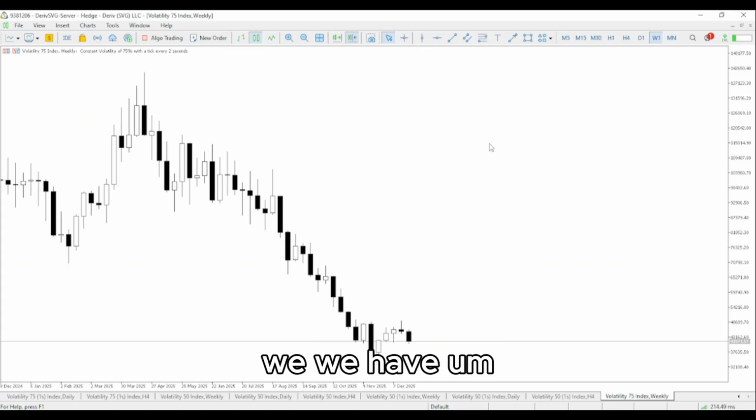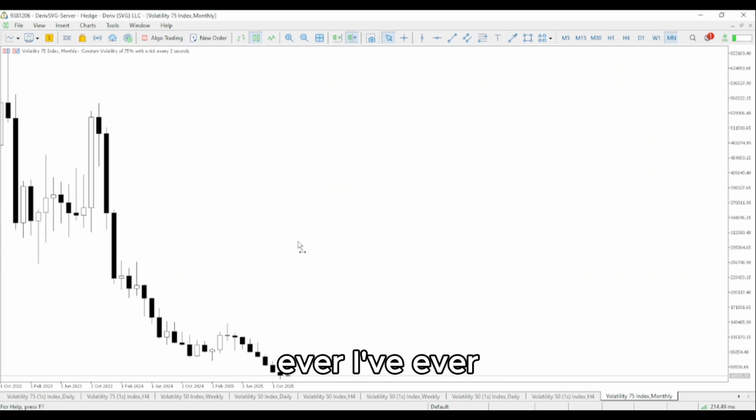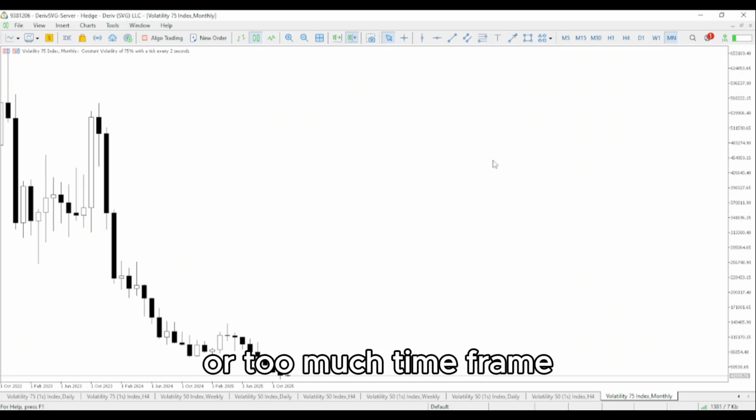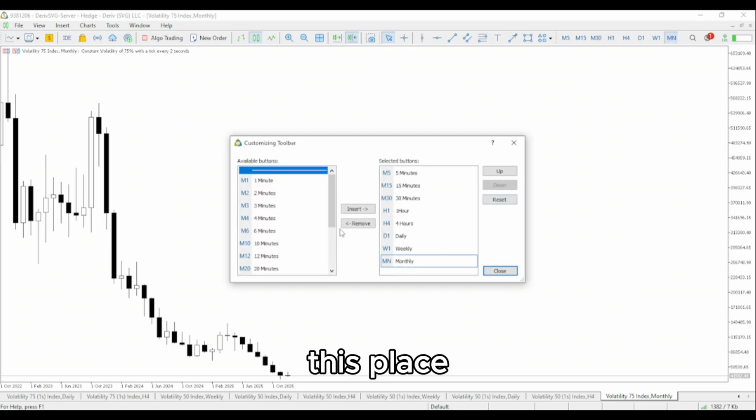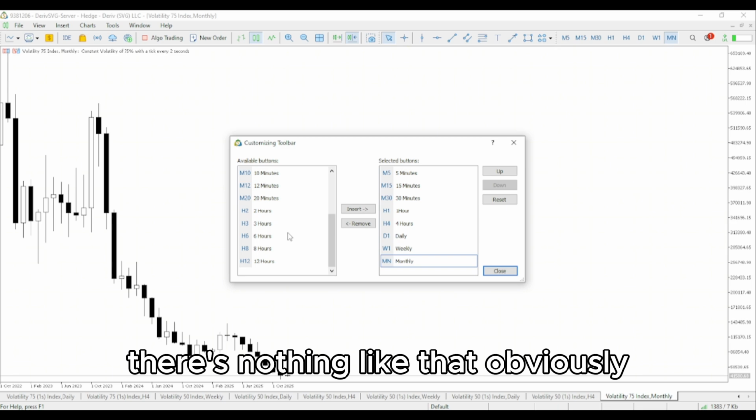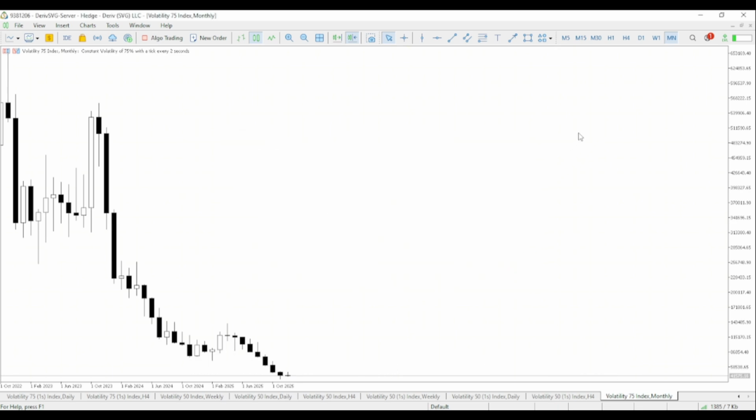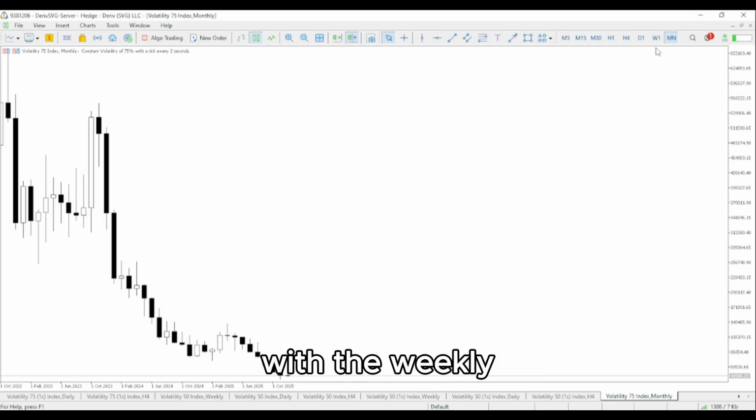We have the monthly, which is the highest time frame I've ever seen since I've been trading. I've not seen any yearly time frame or 2 months time frame. Let me see if I can see something like that here. There's nothing like that, obviously. We only have the monthly, that is the highest one. But we're not going to start with the monthly. We're going to basically start with the weekly.